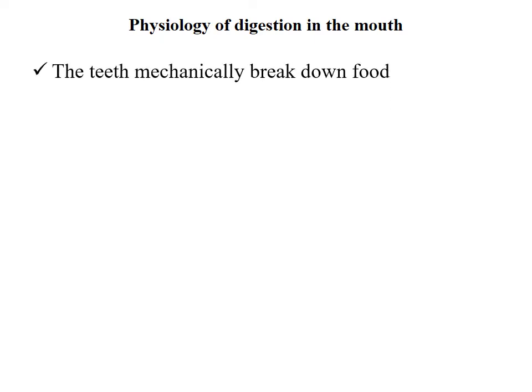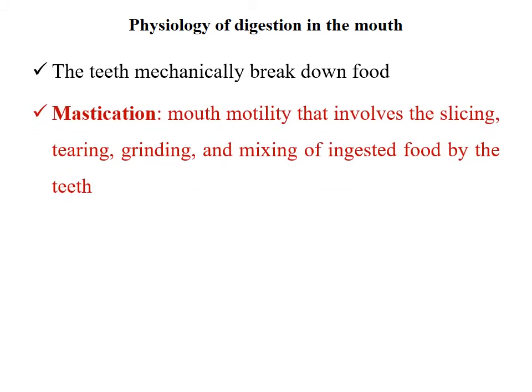Physiology of digestion in the mouth. The teeth mechanically break down the food. Mastication involves the slicing, tearing, grinding, and mixing of ingested food by the teeth. That process is called mastication. It begins the carbohydrate digestion.